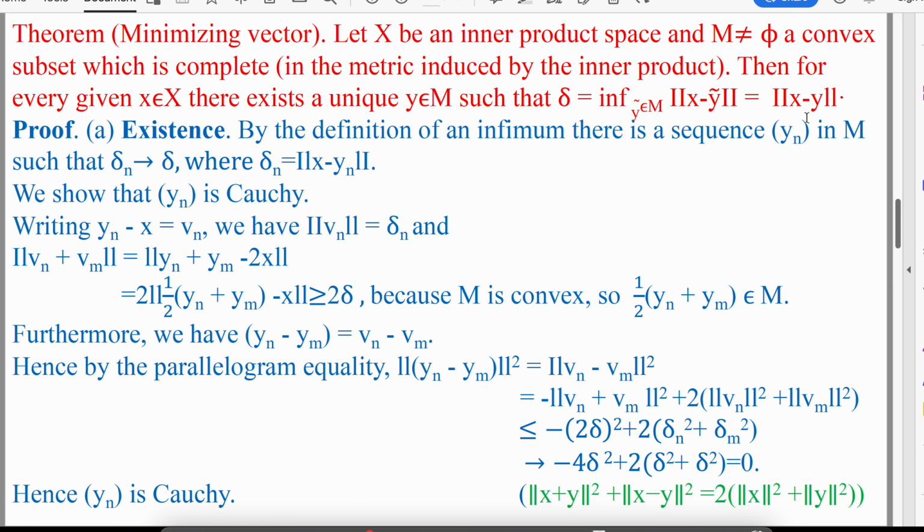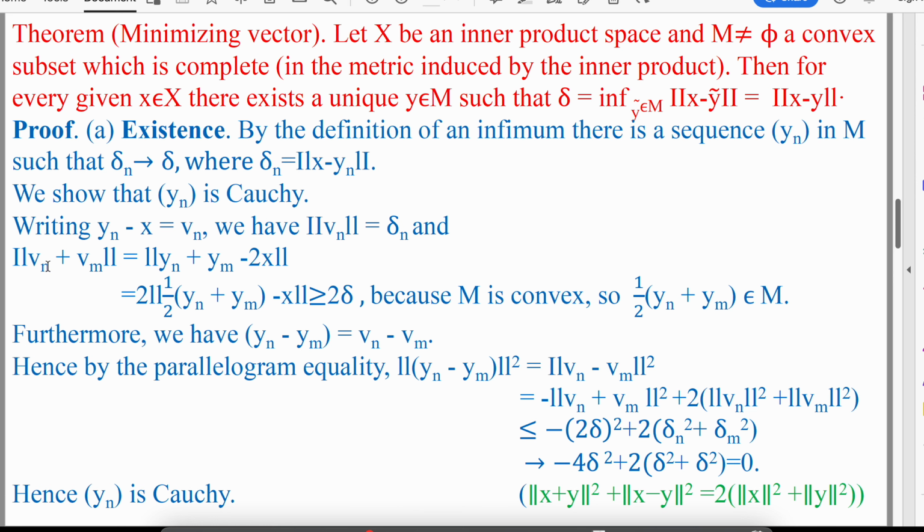So suppose there is a sequence yn in M such that delta n tends to delta, and delta n is equal to norm x minus yn. First of all, we will show that this sequence yn is a Cauchy sequence. Suppose we write yn minus x equal to vn. We know that norm x minus yn is equal to norm yn minus x. So it means norm vn is equal to delta n.